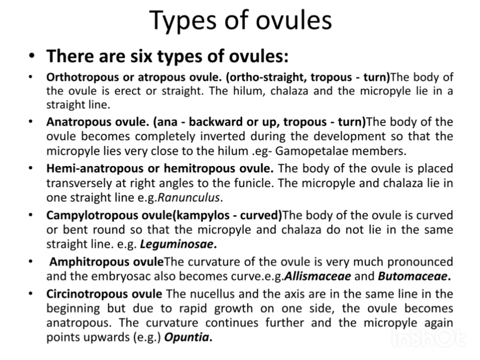Campylotropous, where the ovule is slightly curved. Then amphitropous, which is a horseshoe shaped ovule.